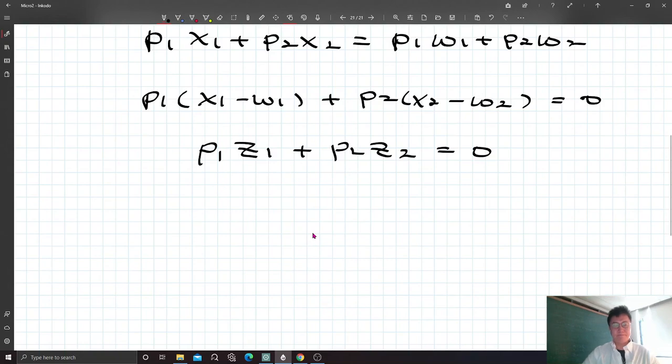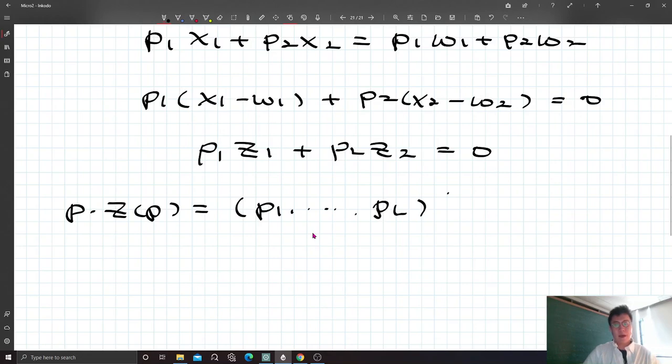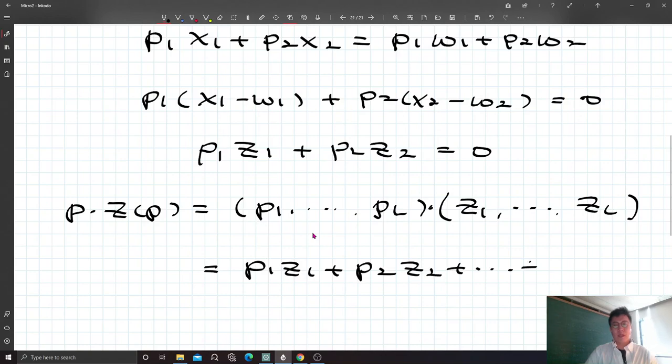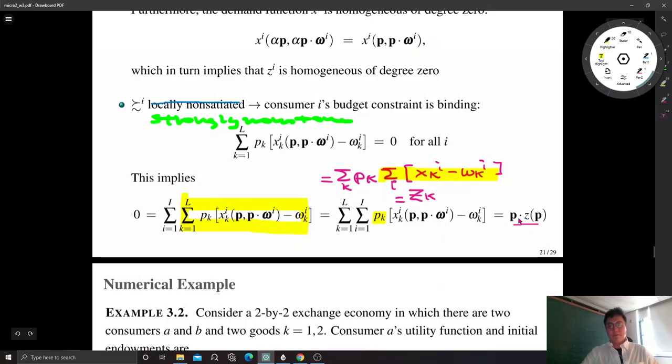Right? Because p dot z of p is a price vector, p1 to pL, and an excess demand function vector from z1 to zL. And the dot product between these two vectors is going to be p1 z1 plus p2 z2, all the way to pL zL. So the summation of pk zk over k. Okay? So p dot z of p is going to be 0. That is Walras' law. So one implication of Walras' law is p dot z of p is always equal to 0.